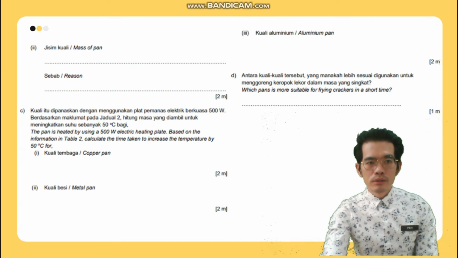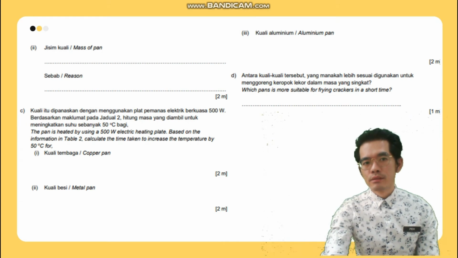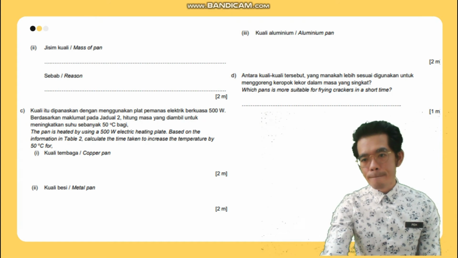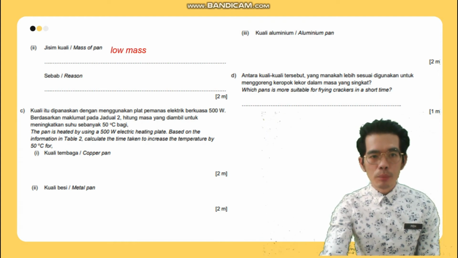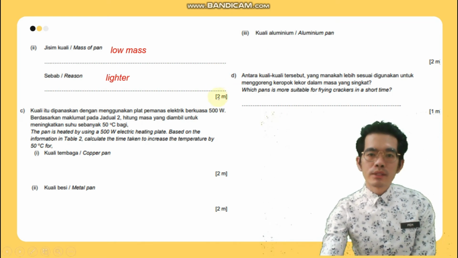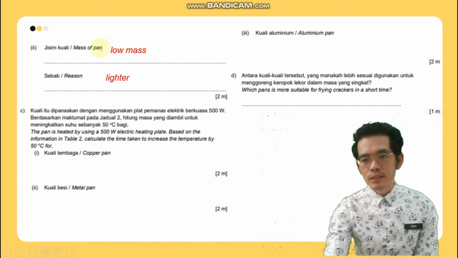So for the next question, the mass of the pan and the reason. For mass, we need to select the smaller mass, because we need a lighter pan, right? So that it is easy to carry. So the answer: low mass, and the reason will be lighter, or you can mention easy to carry. Both are acceptable. So 2 marks are given, that means 1 mark for the mass of material selected, and the second is the reason.